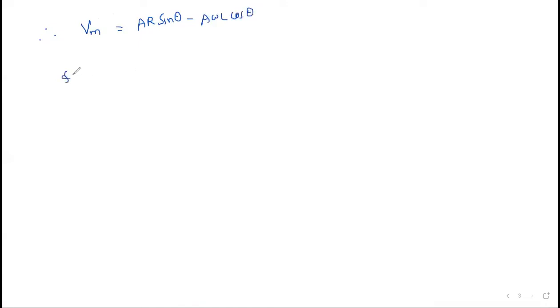And the cos omega t coefficient is not there on the left side, so 0 is equal to AR cos theta plus A omega L sin theta. Right. Now we have two equations and two unknowns. We can solve this. Equation 2 and equation 3. Just solve it.